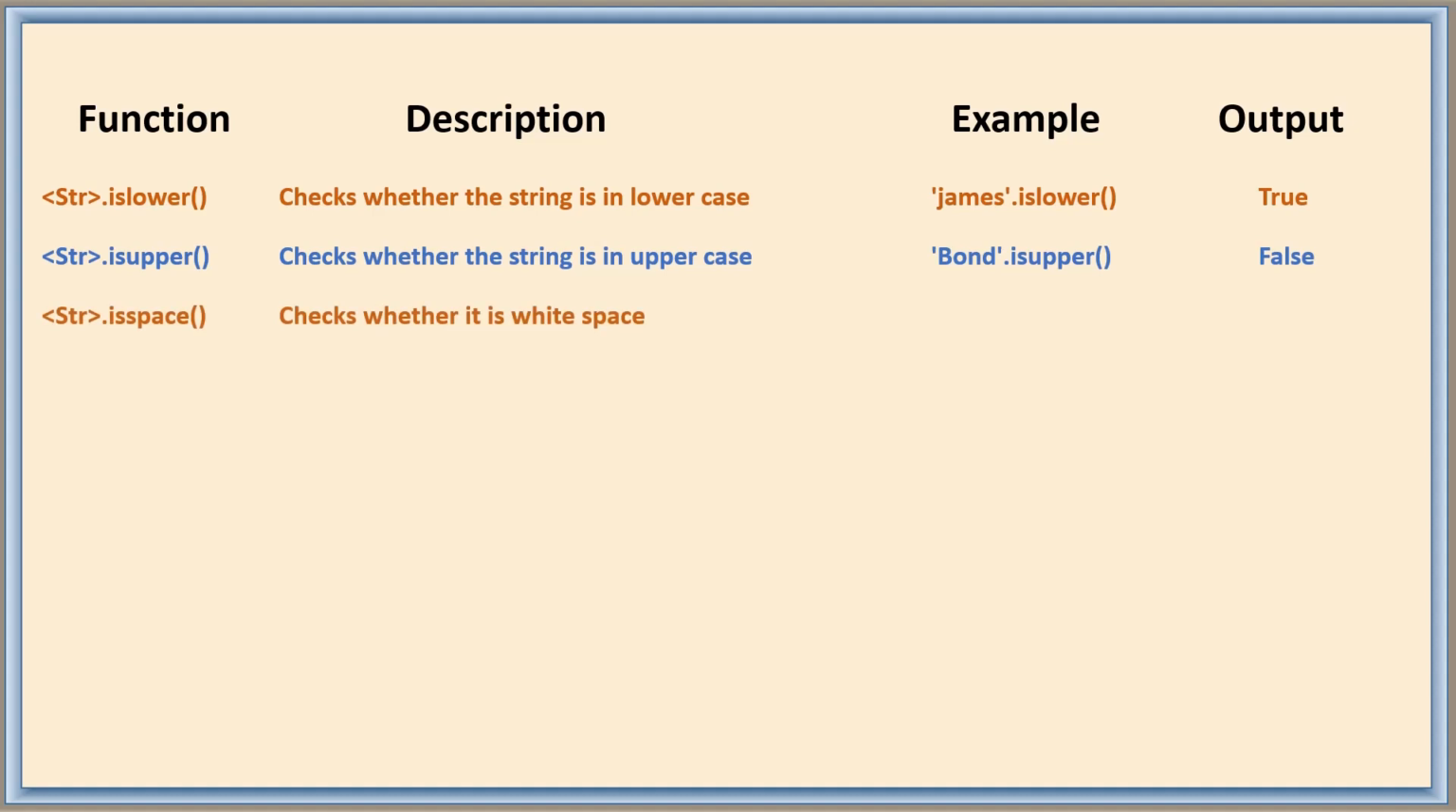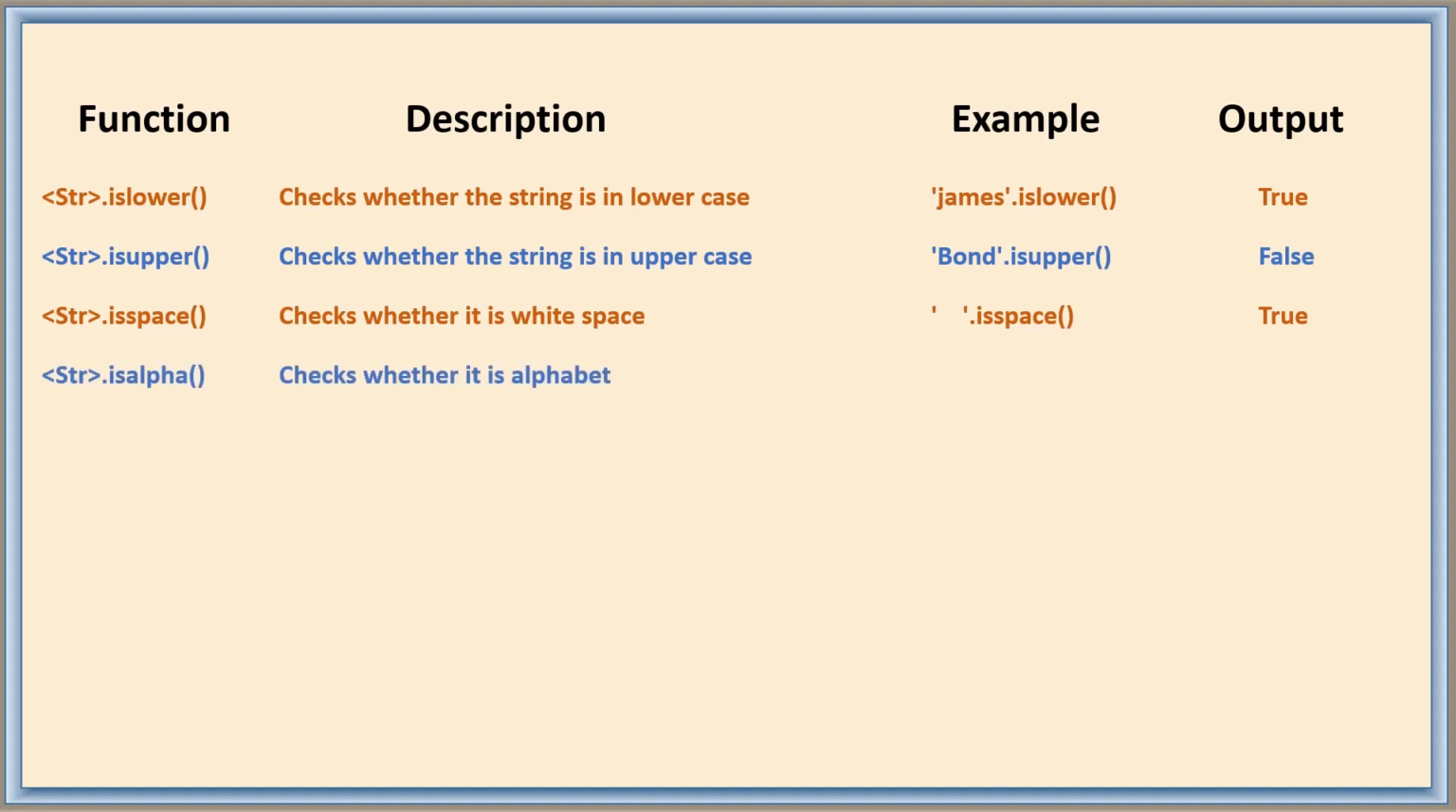isspace. We can also check whether it is white space or not. For example, see, I have given white space. That means only the quotes are there with blank spaces in between. isspace? Yes, that is true.